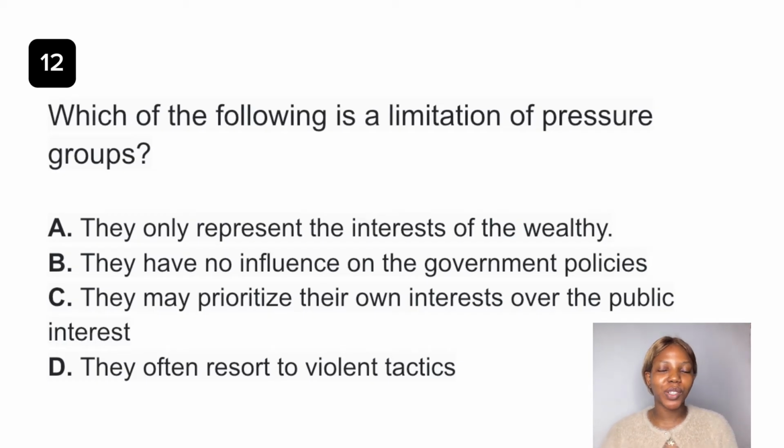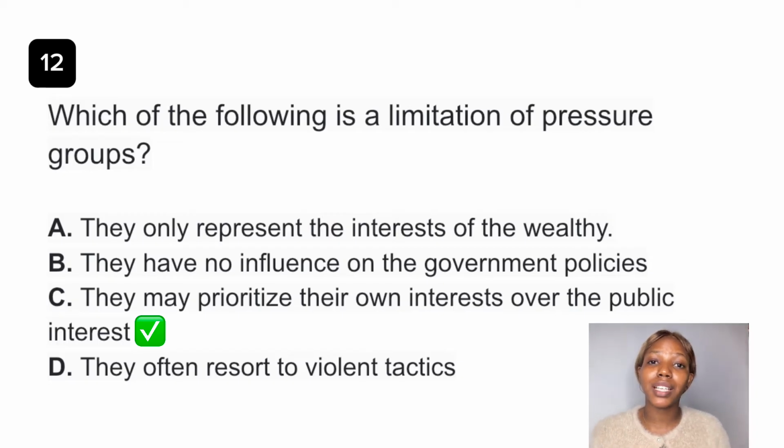So the answer to this question is option C. They may prioritize their own interest over the public interest. Now, the aim of a pressure group is to influence government policies, to influence their opinion. Now, there's a risk, and the risk is that they may prioritize their interest over the public interest. And this might lead to enacting policies that favor just a group of people at the expense of the population. So the answer to this question is no doubt option C. They may prioritize their own interest over the public interest.